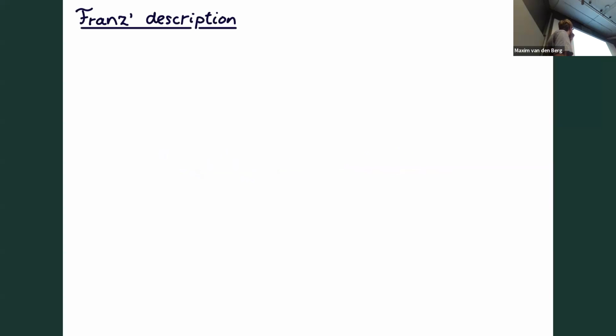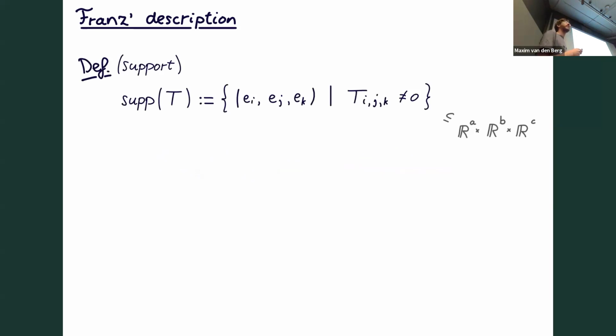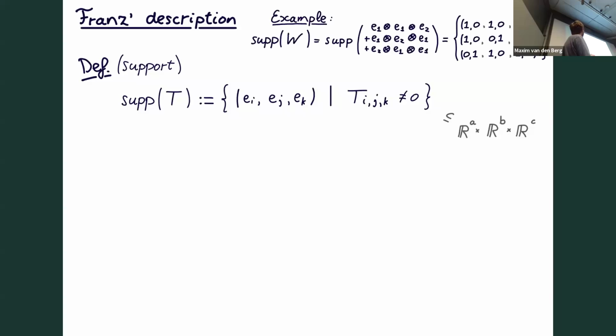Okay. So let's talk about how we compute them. Our algorithm is based on a description of the moment polytopes, which is due to Franz, which I now want to explain. So I will be explaining a different way to write down this polytope. And for this, I need to define some things. First, I want to define the support. The support of the tensor is the indices where it is non-zero. But then I don't write them just as the indices, I write the indices as standard basis vectors.